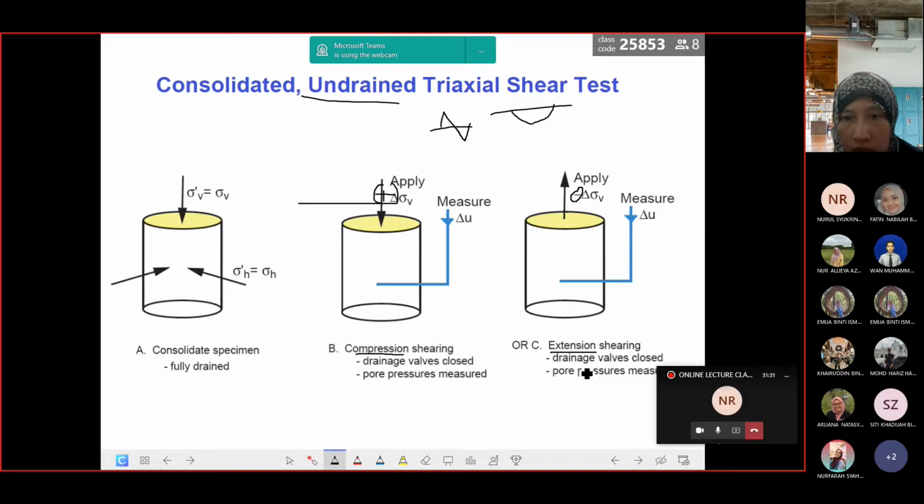So again, during this time, valve masih lagi tutup, the pore pressure can be measured as a delta U.